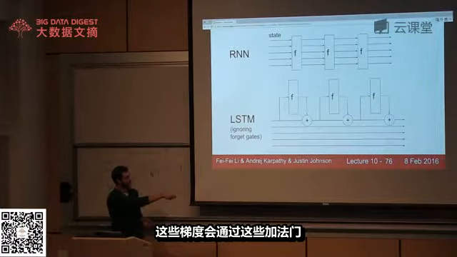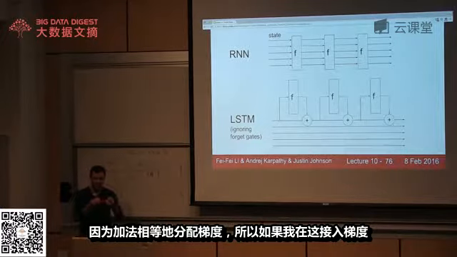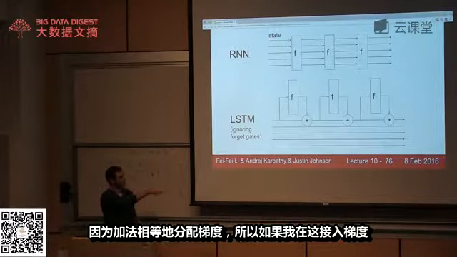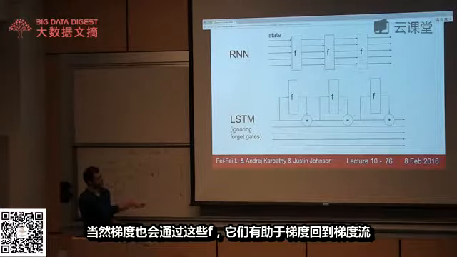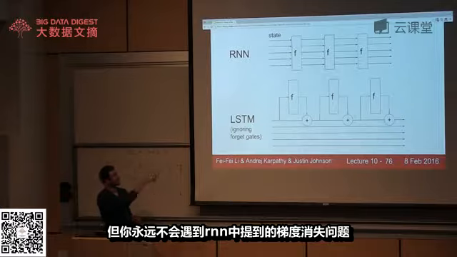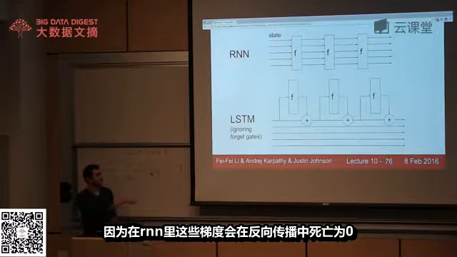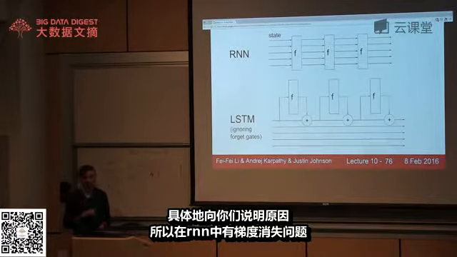Like these gradients will just flow through all the addition interactions, right? Because addition distributes gradients equally. So if I plug in a gradient at any point in time here, it's just going to flow all the way back. And then of course the gradient also flows through these Fs, and they end up contributing their own gradients into the gradient flow. But you'll never end up with what we refer to with RNNs as a problem called vanishing gradients, where these gradients just die off, go to zero as you backpropagate through. And I'll show you an example concretely of why this happens in a bit.